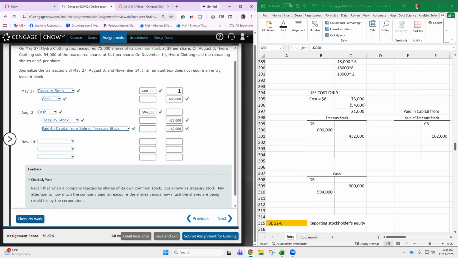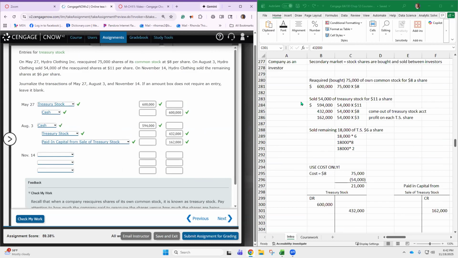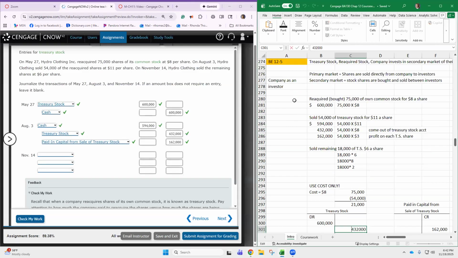The third selling of our shares is going to happen on November 14th. Once again, let me give you the dates of this stuff. May 27th of this year is when we bought all those shares. Then we sold 54,000 of them on August 3rd. And then we sold some more. We're selling the remaining shares. We got 21,000 left to sell. So this is going to be November 14th.